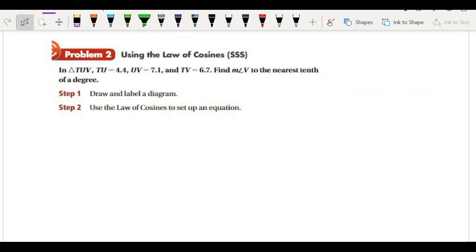Okay, now we're going on to problem 2, and we're going to be using the law of cosines with 3 sides. It says in triangle TUV, TU is 4.4, UV is 7.1, TV is 6.7, and it wants us to find angle V to the nearest tenth.